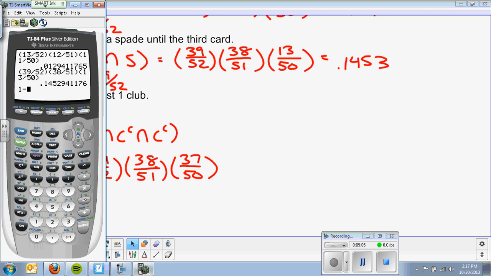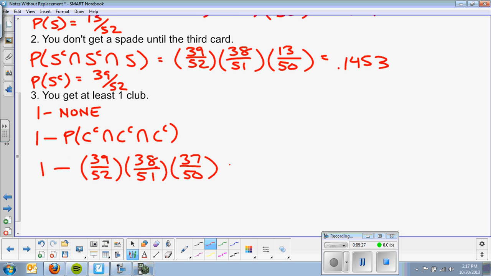1 minus 39 divided by 52 times 38 divided by 51 times 37 divided by 50. And voila, 0.5865.